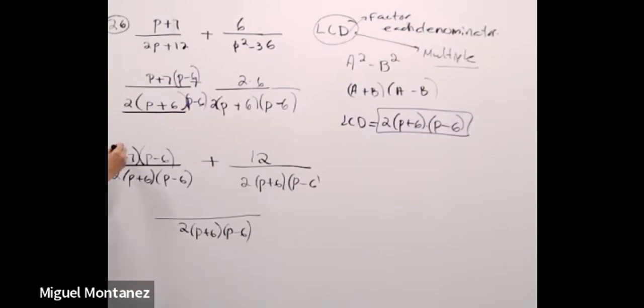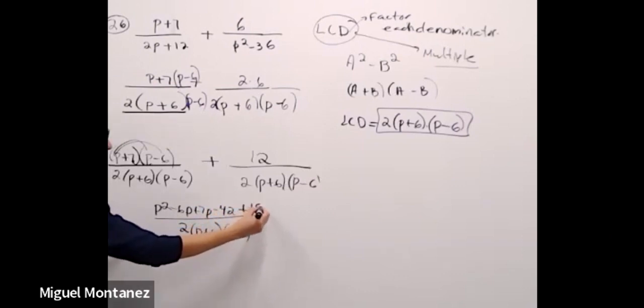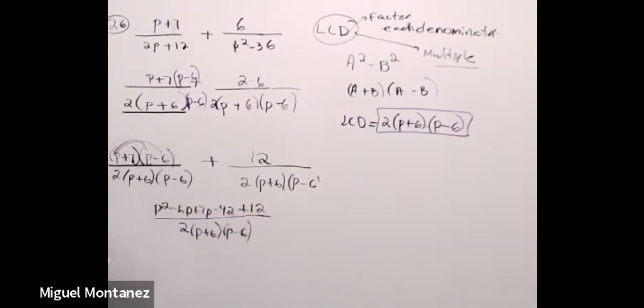FOIL, etc. P times p is p squared, minus 6p plus 7p, 6 times 7 is negative 42, plus 12. Add this, so we have p squared plus 1p. Negative 42 added to 12, that would be negative 30, over 2, p plus 6, p minus 6.